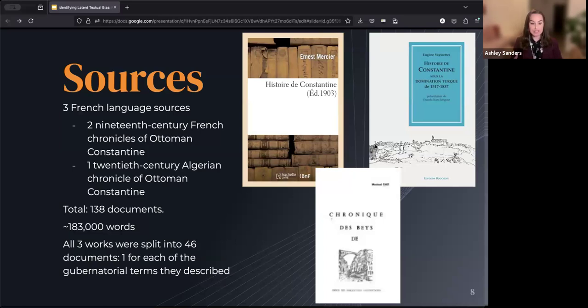So as I began working with the texts themselves, I split each of the books into 46 different documents, one for each of the governor's terms. And that led to a total of 138 documents and about 183,000 words. So this is not a huge corpus. So I do some validation of this method later with another small corpus and then a much, much larger corpus. I'll describe that towards the end of my talk.